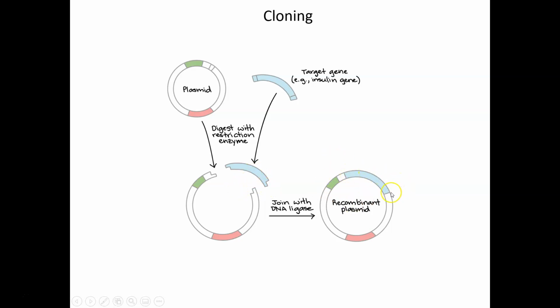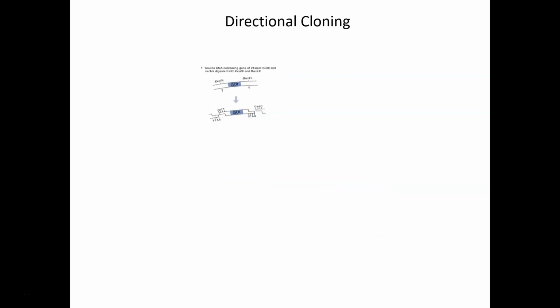If we add a little bit of ligase, we'll seal that DNA in place. We'll make new phosphodiester bonds across those splice junctions or those cut junctions. And we'll have created a whole continuous new recombinant plasmid that contains our gene of interest.